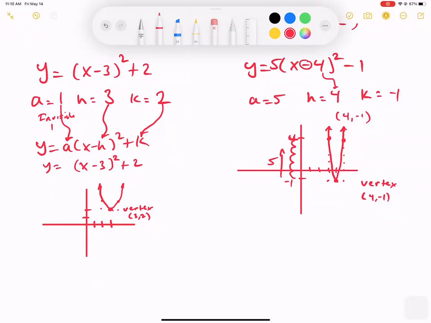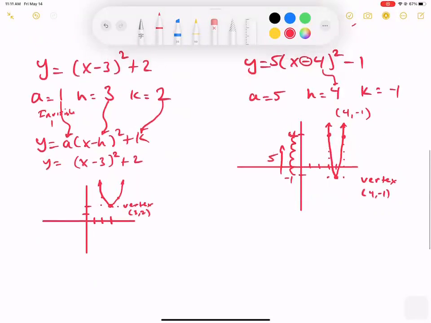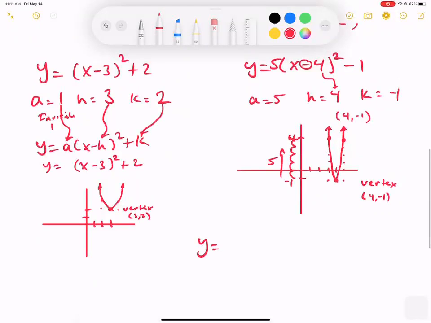Okay, so if we have our h and k value, which will change our graph, sure, it changes the vertex, but we can automatically find out where to put that vertex value. Let's give ourselves another example. Maybe you guys are kind of on track here. y = -2(x + 1)² + 3.